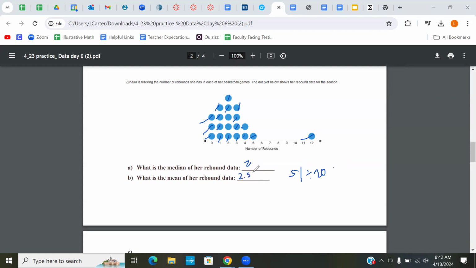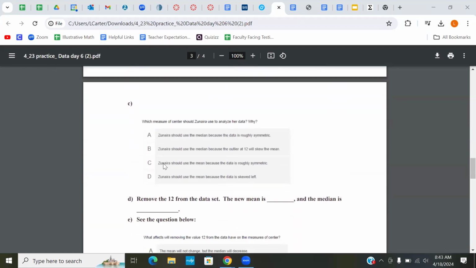This is a good example of how an outlier really skews the data. It's very much skewed right on the mean because you got that one outlier. Now let's suppose we remove the outlier from this data. So we remove the 12. The measure of center she should use to analyze her data is going to be the median, because the outlier at 12 skews the mean. That's what we just talked about. So you remove the 12, then the mean would be far more accurate.